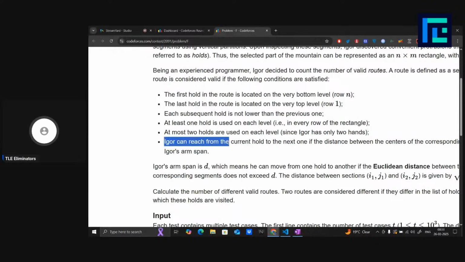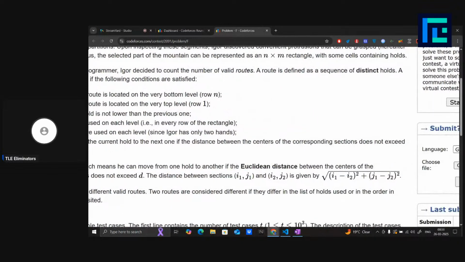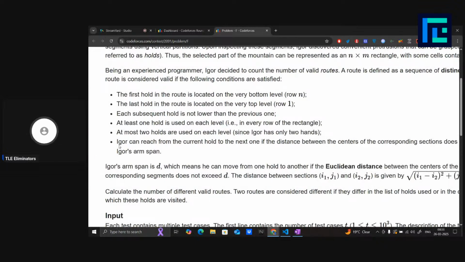Igor can reach from the current hold to the next one if the distance between the centers of the corresponding sections does not exceed Igor's arm span.